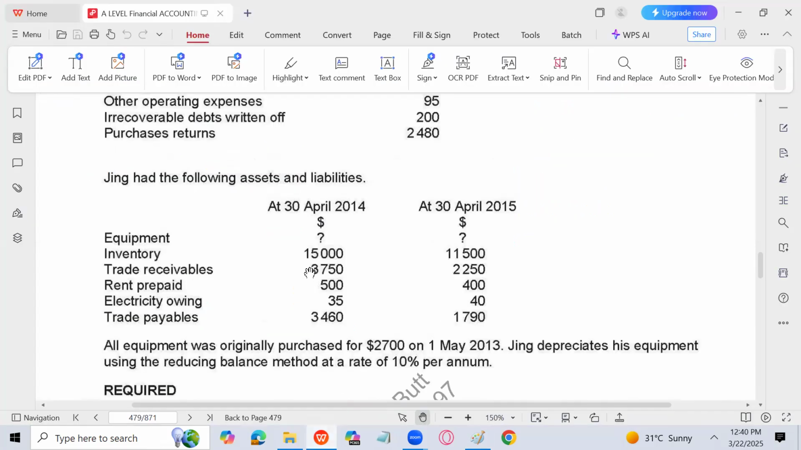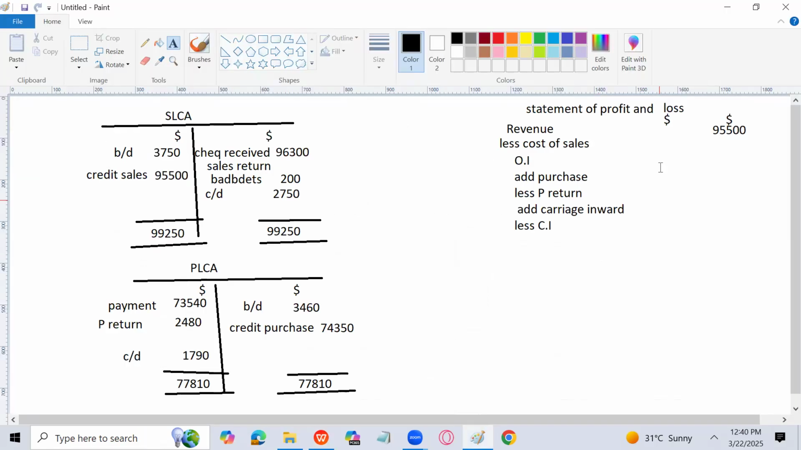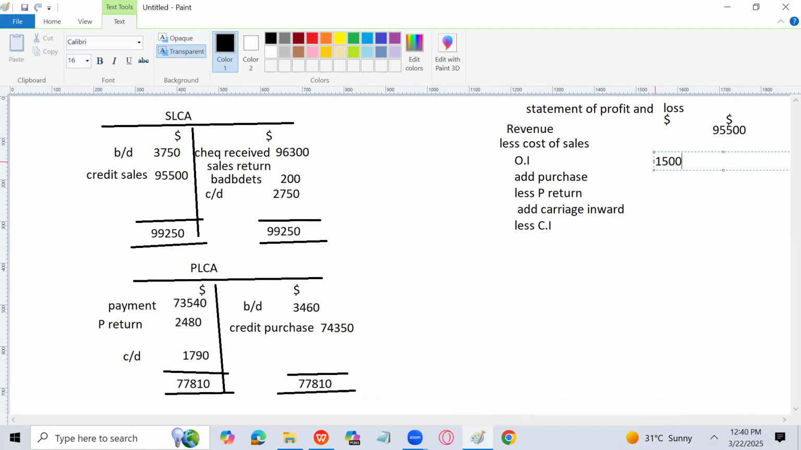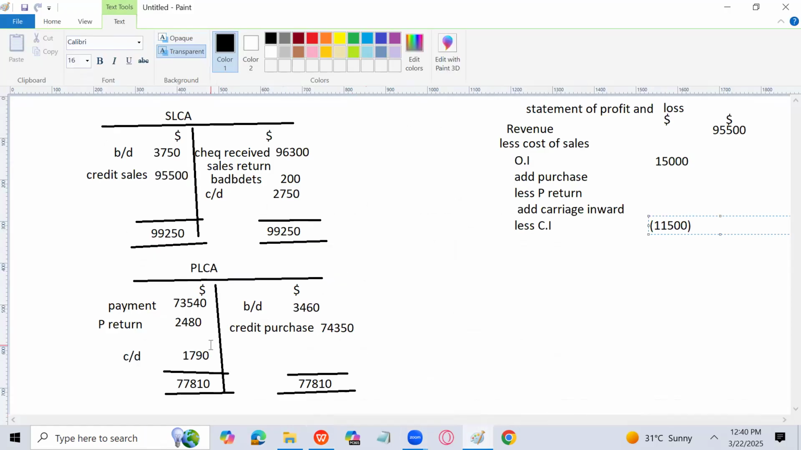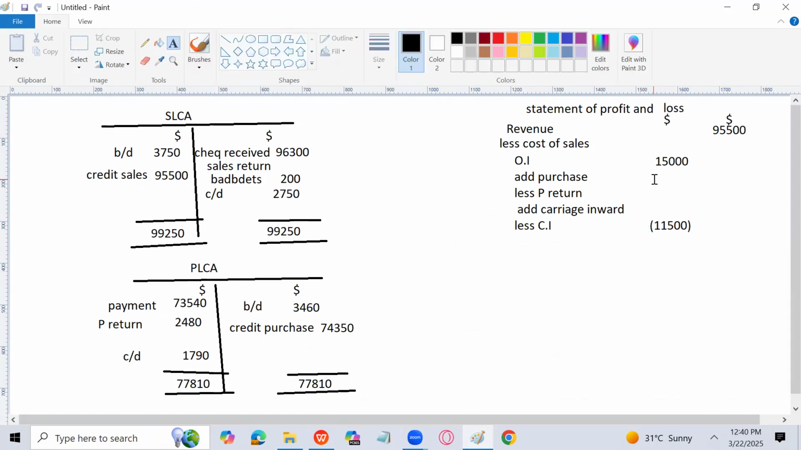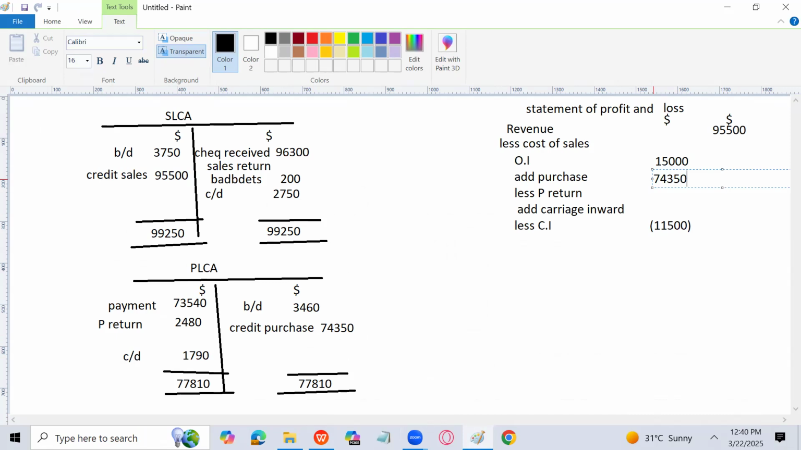So what is the opening inventory? We have to see the question. Opening inventory is 15,000 and closing inventory is 11,500. We will write 15,000, and closing inventory is given, 11,500. Purchases, let's see. It was not given, but we have calculated purchases and that is 74350. So I will write here 74350. Less purchase return, that will be subtracted. And purchase return is 2480.